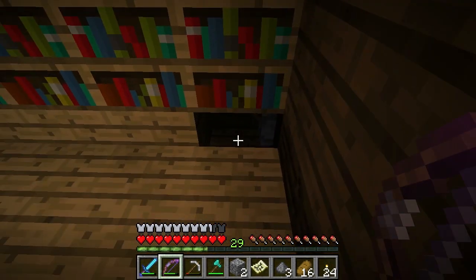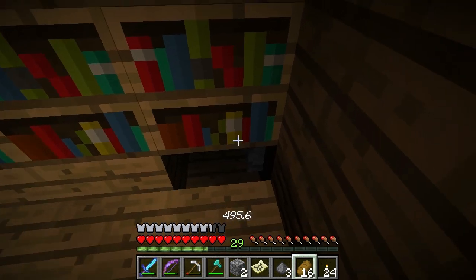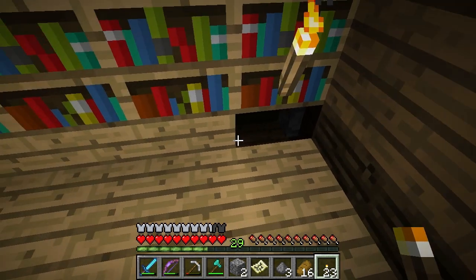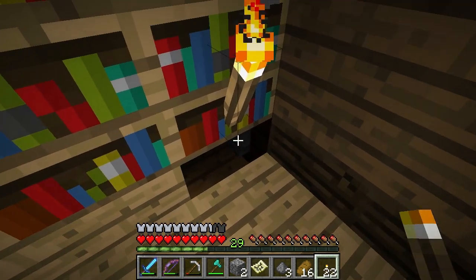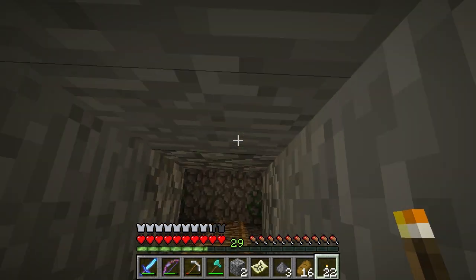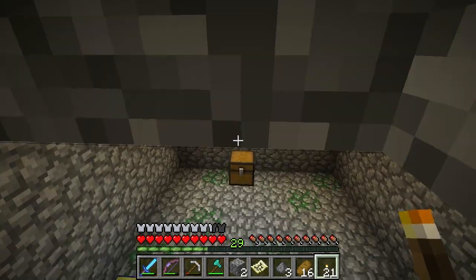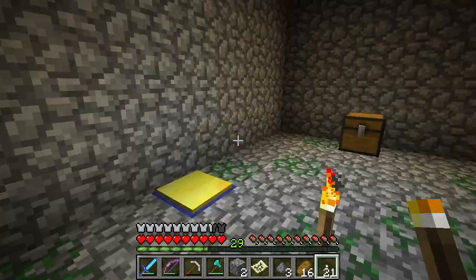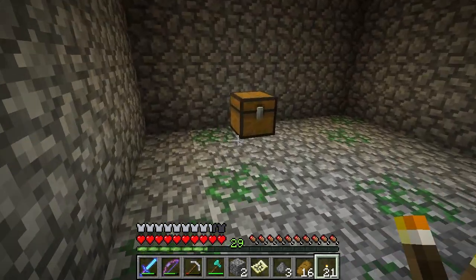Oh, I could have found this earlier and I didn't. Is there a mop? Oh, it's a lever. Okay, what is this? This is completely unexpected. All right, we'll step on this before we open the chest.